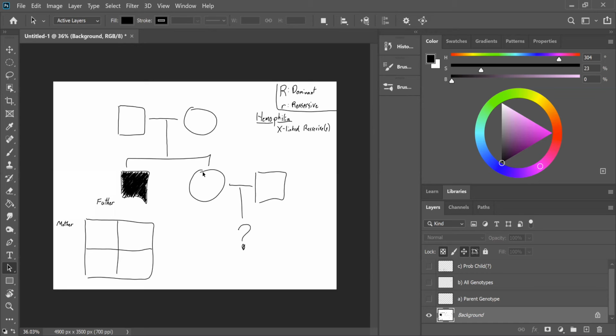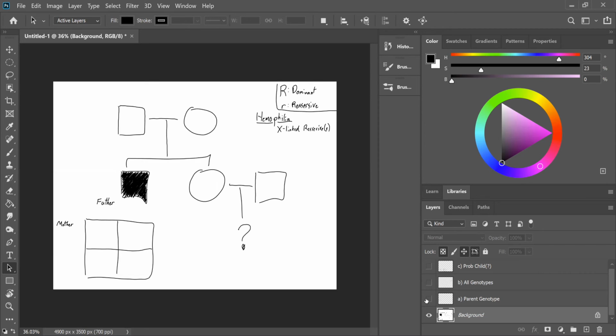Because we're dealing with dominant and recessive genes and genotypes, hemophilia is recessive. Little r will represent X genes that have hemophilia, and a big R will represent X genes that do not have hemophilia. The big R is dominant and the little r is recessive.